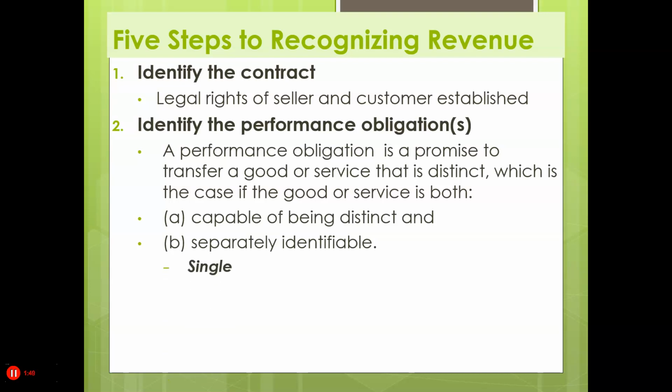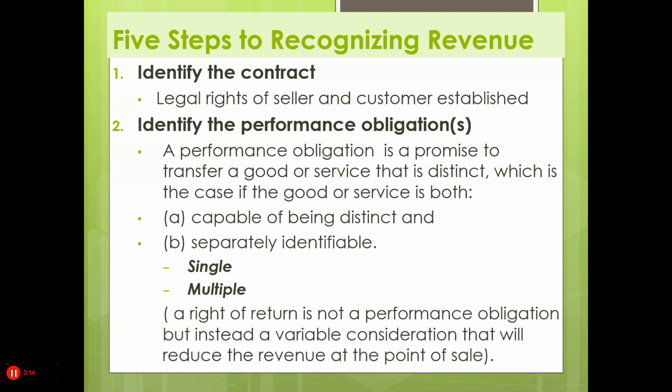Now, we can have single performance obligations or multiple performance obligations. Multiple would mean you buy a piece of equipment plus you get an option to buy more equipment, or you get an extended warranty, or they allow you to upgrade to something else. That you have to put a dollar value on. Now, the thing to remember is a right of return is not a performance obligation, but instead it is called a variable consideration that will reduce the revenue at the point of sale.